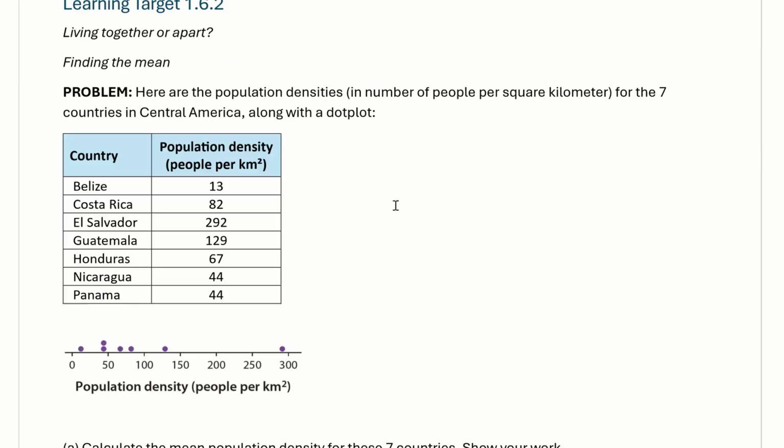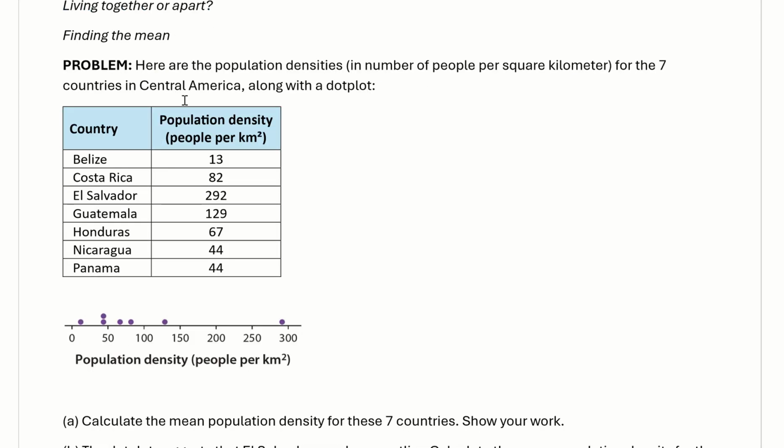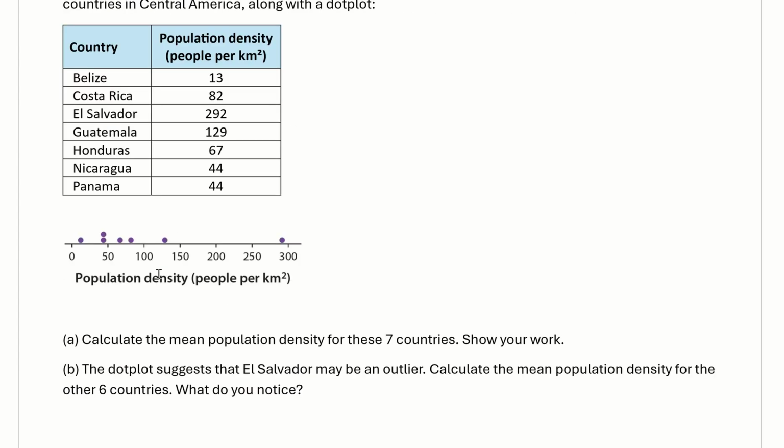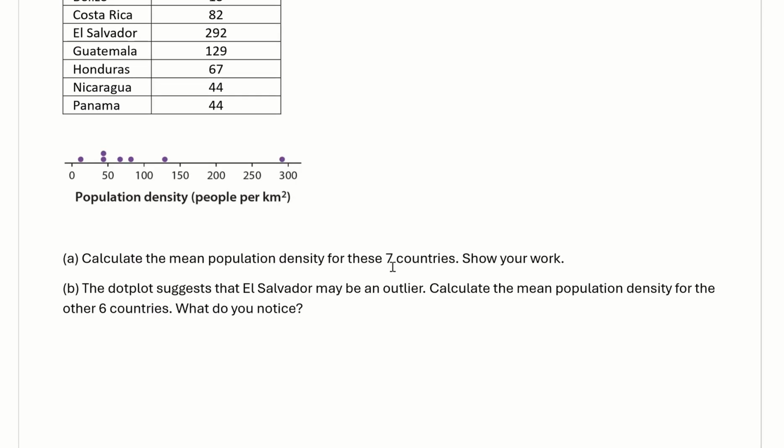All right, so 1.62, here are the population densities, along with a dot plot. So population densities for the seven countries in Central America, along with a dot plot. So this is nice to give you the data and a dot plot. Calculate the mean population density. So you just got to calculate the mean. Okay, so let's do that here.